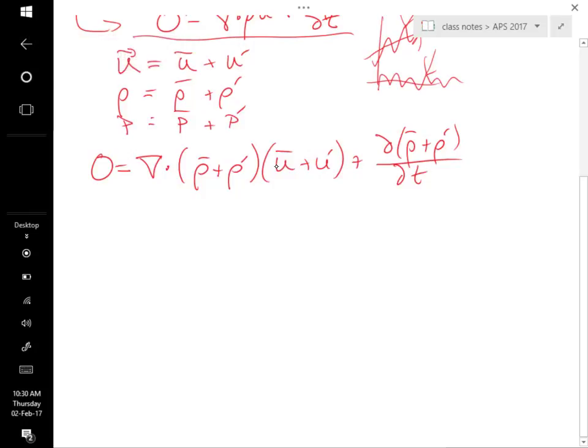I'm sorry, are those P's or rows? Those are rows. Okay. Yeah. So it's just density and velocity right now.